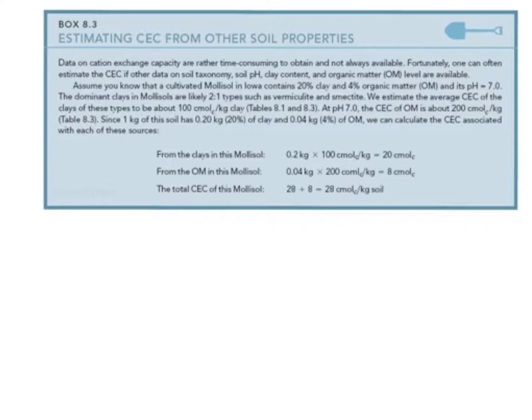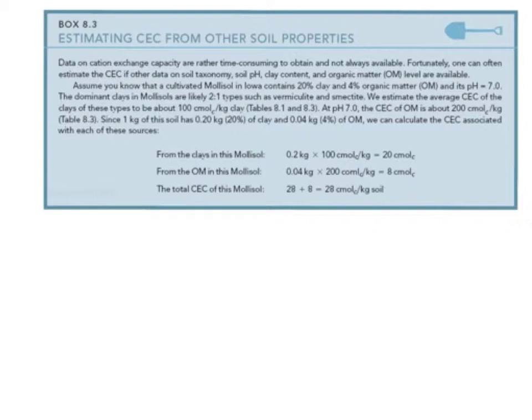Assume you know that a cultivated mollisol in Iowa contains 20% clay and 4% organic matter, and its pH is 7. The dominant clays in mollisols are likely 2-to-1 types such as vermiculite and smectite. We estimate the average CEC of clays of these types to be about 100 centimoles of charge per kilogram of clay. We've seen that before in the tables. At pH 7, the CEC of organic matter is about 200 centimoles of charge.